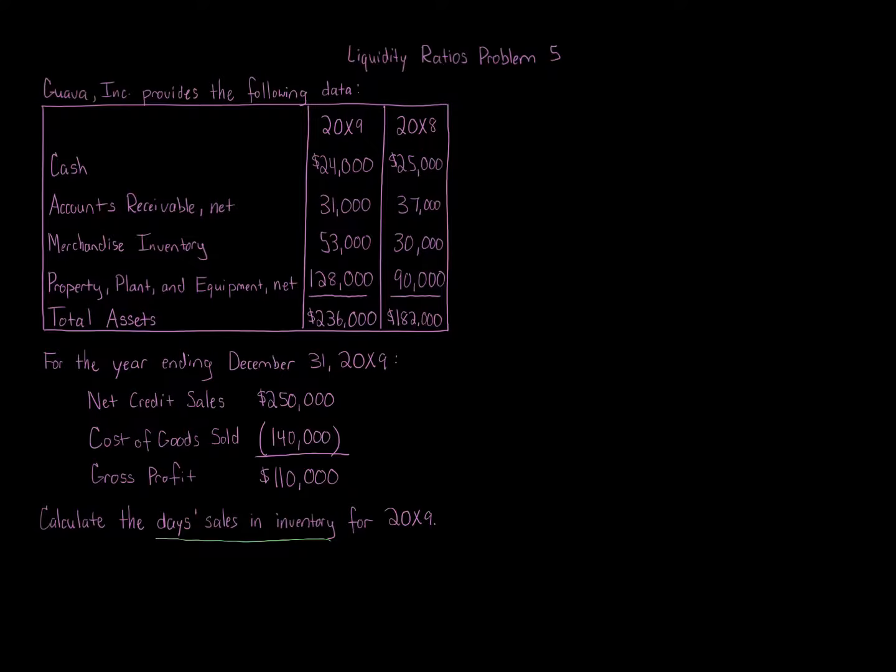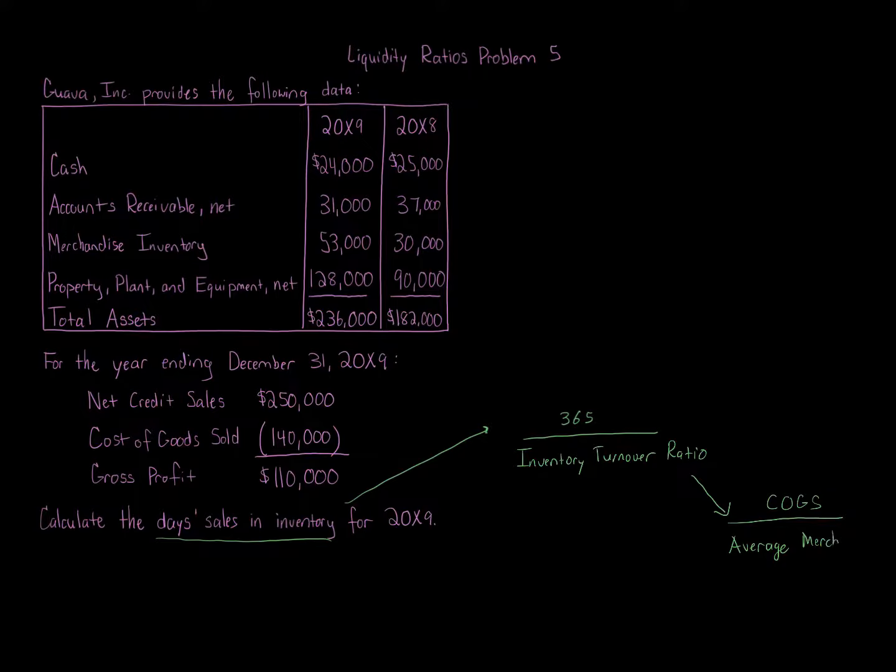Now, for the days sales and inventory formula, we're actually going to need the other formula I mentioned earlier for the inventory calculation. The formula for days sales and inventory is 365 over the inventory turnover ratio. I did the inventory turnover ratio in another problem, but we're going to do it again here. The formula for the inventory turnover ratio is cost of goods sold over average merchandise inventory.